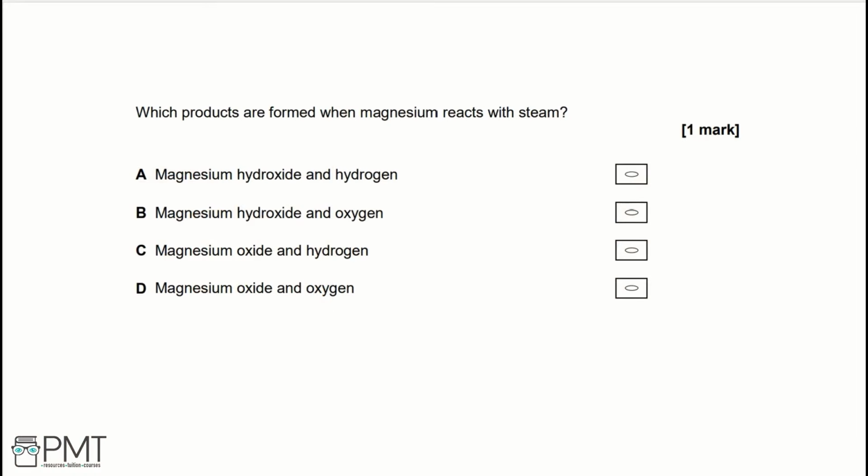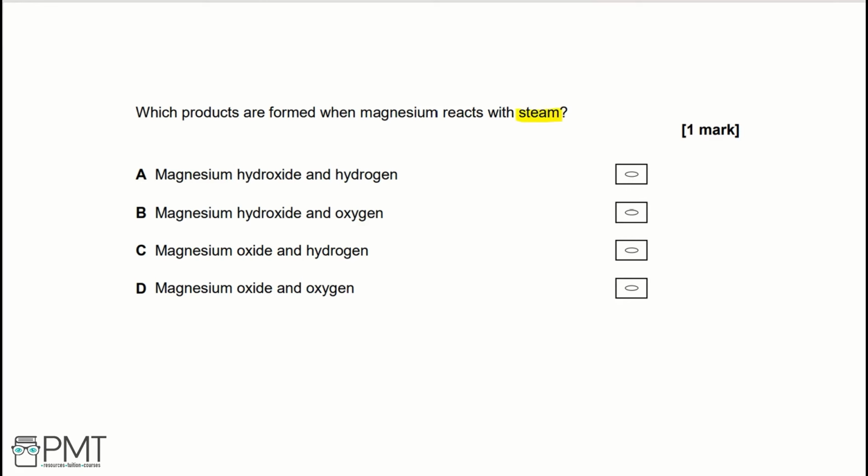Which products are formed when magnesium reacts with steam? A. Magnesium hydroxide and hydrogen. B. Magnesium hydroxide and oxygen. C. Magnesium oxide and hydrogen. Or D. Magnesium oxide and oxygen. The key word in this question is steam.